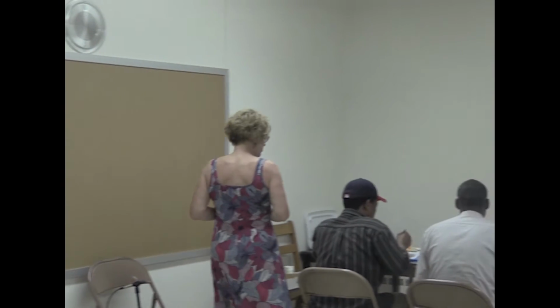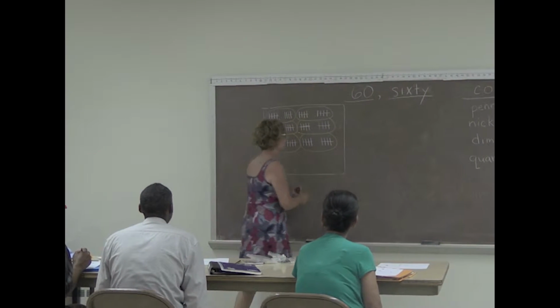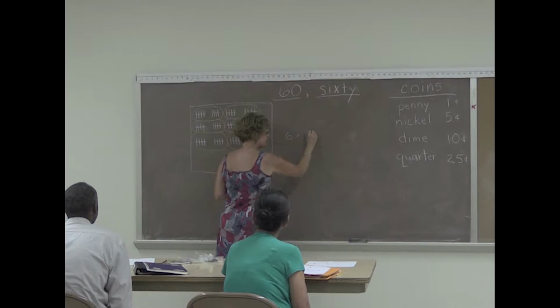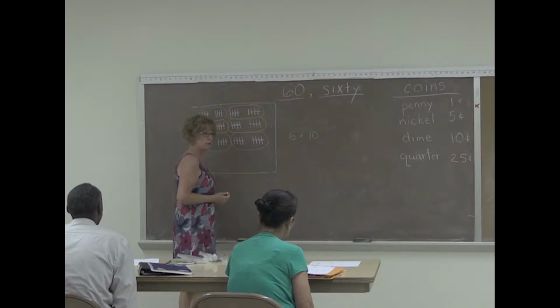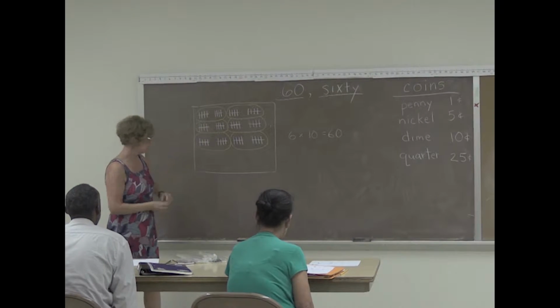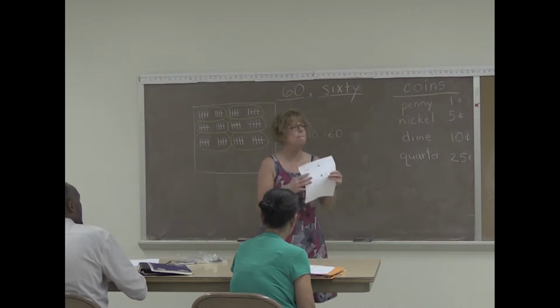How many circles do you have? Well, six circles. Yeah, you have 6 circles because 6 circles with 10 tallies in each circle, that's going to get you 60. Yeah. So altogether 60. Good. All right. Let's go on to money.